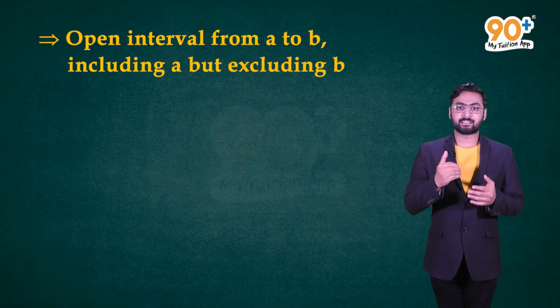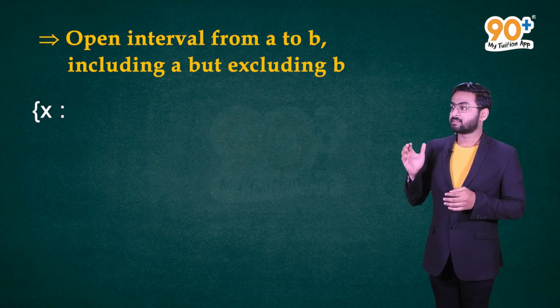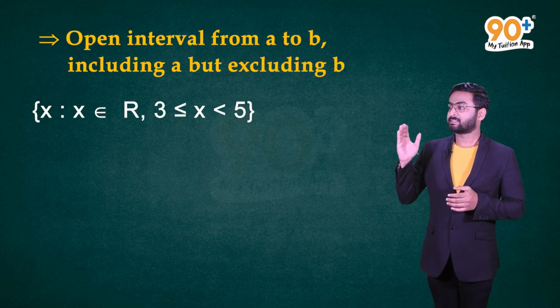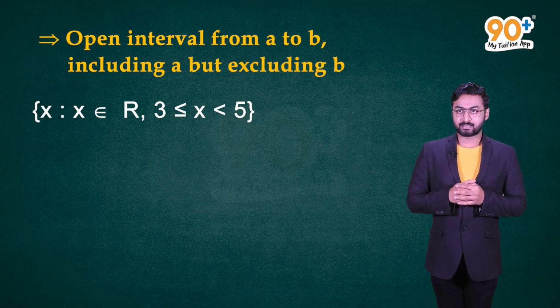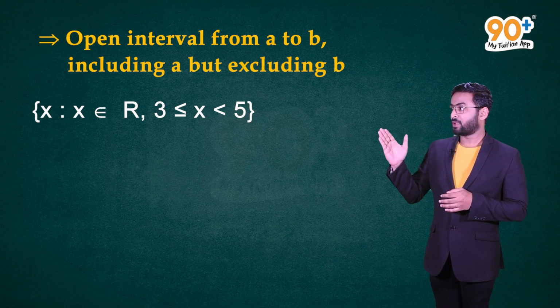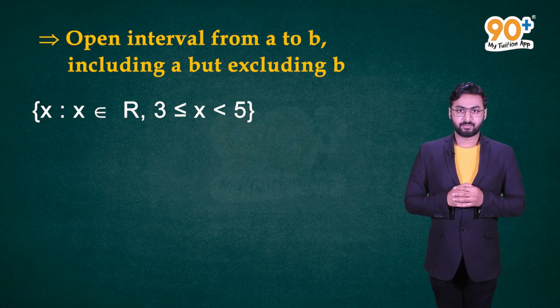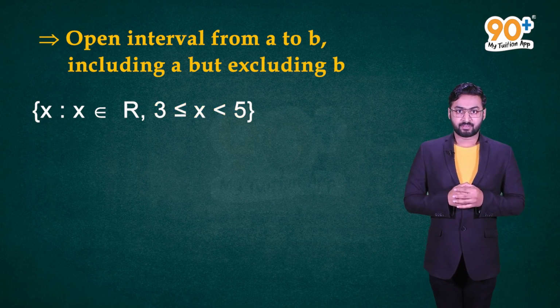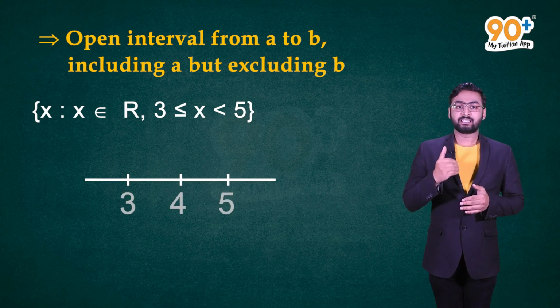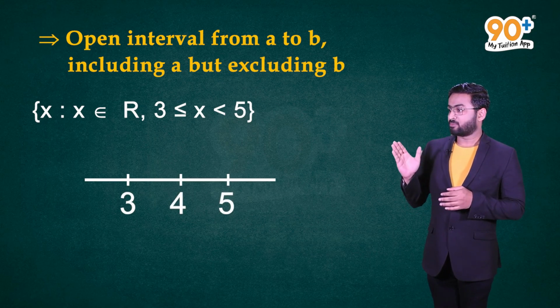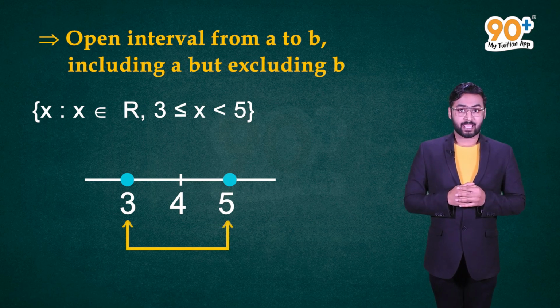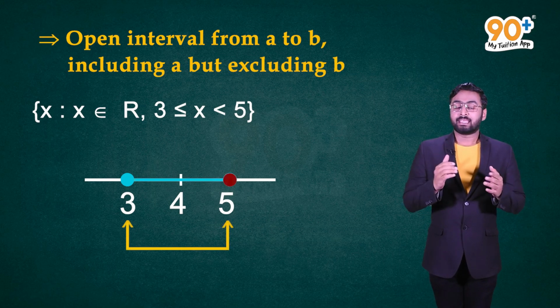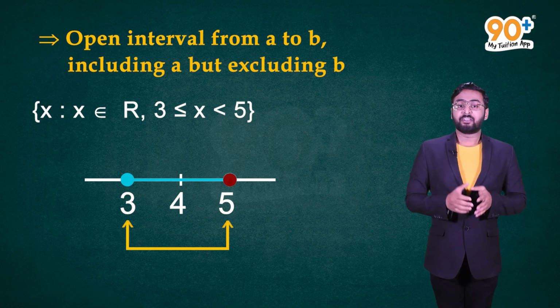Let's take a look at an example. Consider the set of all x such that x belongs to the set of all real numbers and 3 less than or equal to x and x less than 5. Here the condition given is x is greater than or equal to 3 and less than 5. So if we represent this set on the number line, we can see the two endpoints 3 and 5, and according to the condition given, 3 is included in the interval and 5 is not included in the interval.